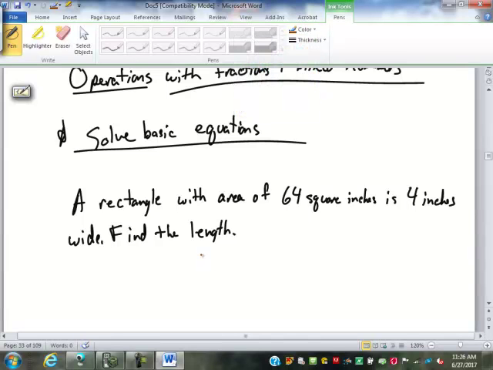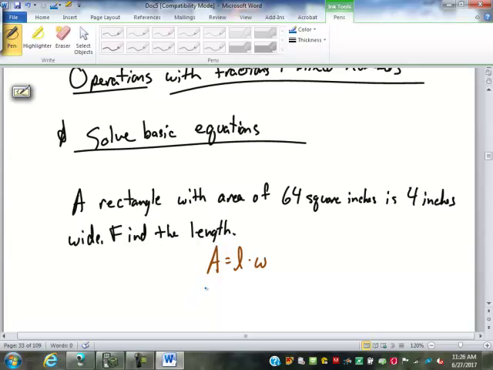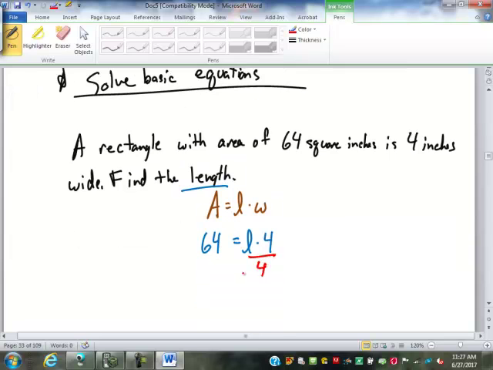Well, this one is just a formula. What is the formula for the area of a rectangle? Length times width, or base times height, either one, depending on how you're looking at it. Do we know the A? It is 64 square inches, or just 64. Do we know L? That is what we're looking for. Do we know W? It is 4 inches, or just 4. So how do we solve that? We divide by 4. So 16 equals L, or 16 inches.